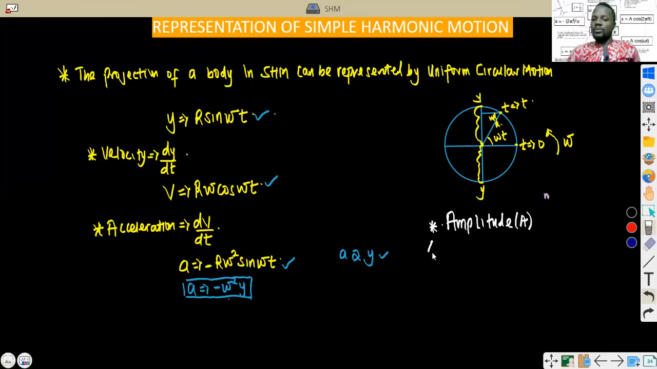Now, another important point you can keep in mind is that when we talk about simple harmonic motion, we talk about angular velocity. Now, angular velocity, which is noted by omega.